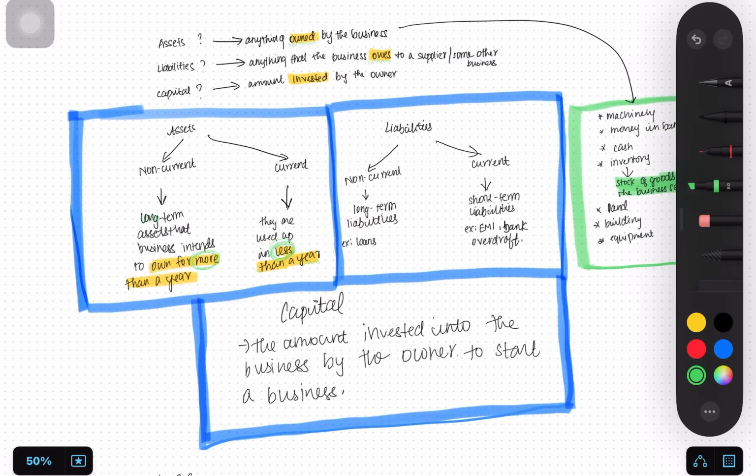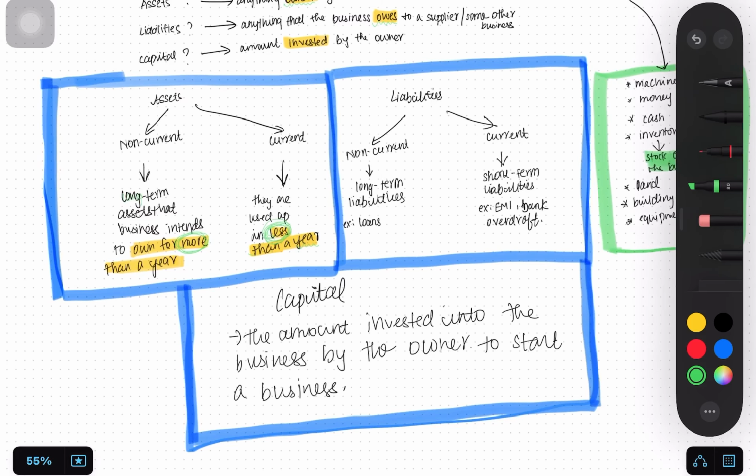And we also saw the different kinds of assets. The first type of asset is non-current assets, and the second type is current assets. Non-current assets are any long-term assets that the business intends to own for more than a year. For example, businesses don't buy new machinery every year. They just keep the machinery until it wears out and is not able to produce as much as it used to. That is when the businesses change the machinery. Until then, that is what they use. So that is a long-term non-current asset. Current assets are used up in less than a year.